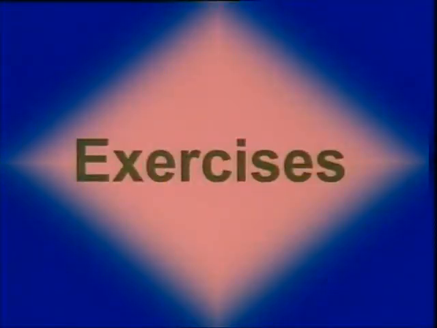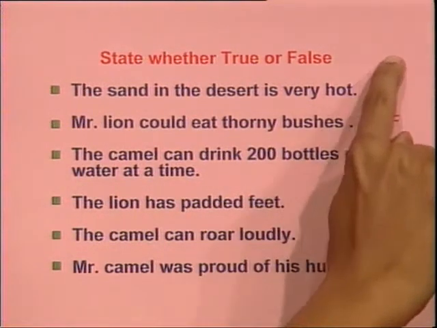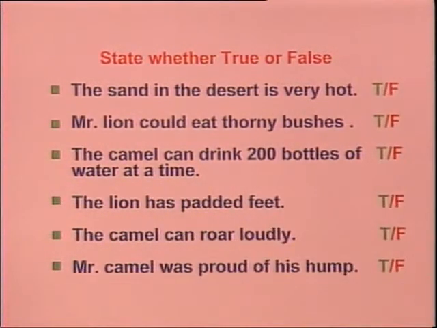So that was our lesson. We have read our lesson and understood it. And now we come to the exercise. This is the first exercise. Here you can see a few sentences written. You have to read the sentences and find out whether they are true or false. Agar sahi hai, toh we will mark T. If they are wrong, we will mark F. T for true and F for false. Let's start with the first sentence.